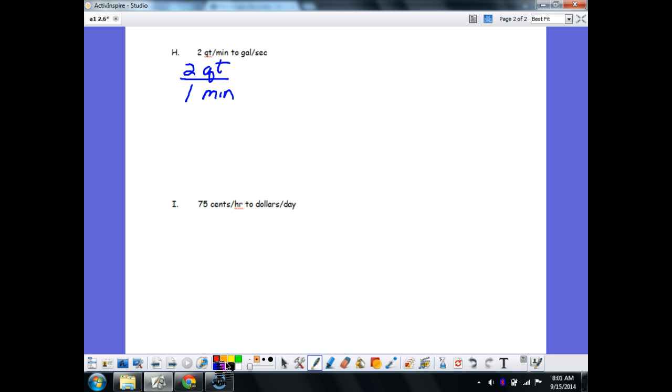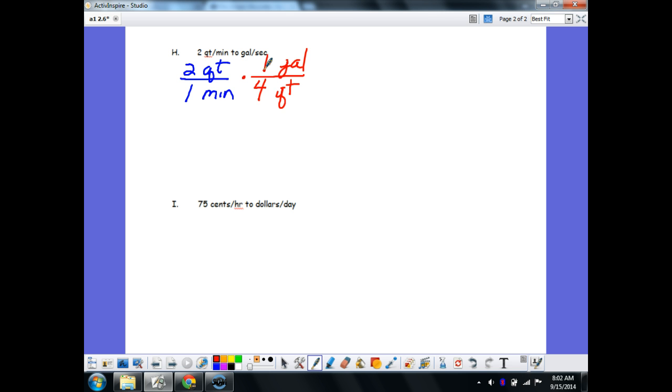And with this capacity that's not on the table, there are 4 quarts in 1 gallon. So write that down. There are 4 quarts in 1 gallon. In order to convert quarts to gallons, again, we want quarts to cancel out. So we're going to put quarts on the bottom, gallons on the top. And there are 4 quarts in 1 gallon.